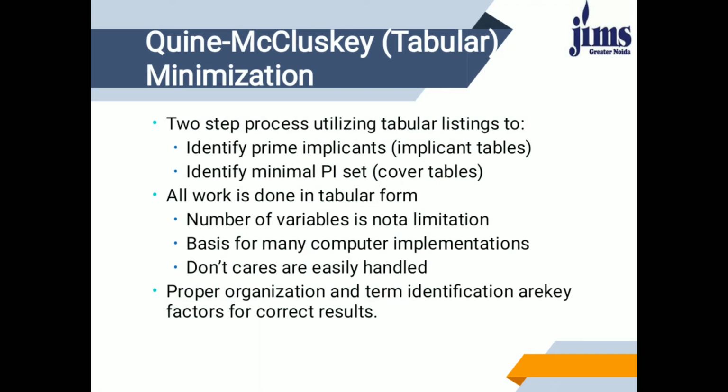In the Quine-McCluskey method, 2 steps are followed. First step is to identify prime implicants. For this, we need to make an implicant table. And the second step is to identify the minimal PI set. PI means prime implicant. For this, we need to make a cover table. All this work is done in tabular form.